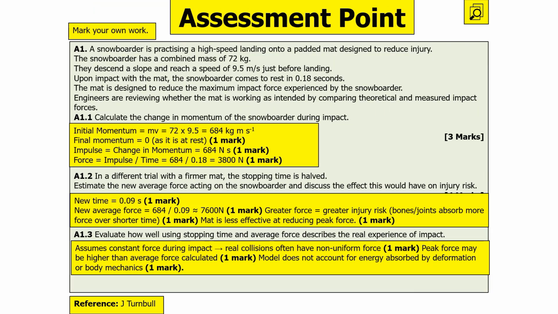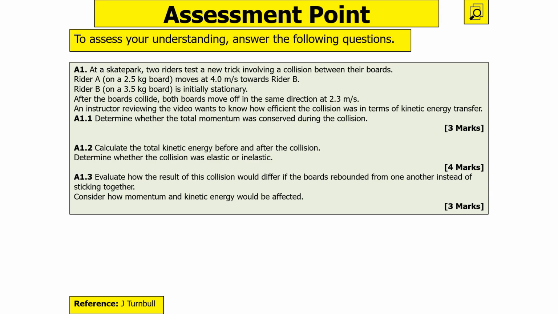Our next question says, at a skate park, two riders test a new trick involving a collision between their boards. Rider A on a 2.5 kilogram board moves at 4 meters per second towards Rider B. Rider B on a 3.5 kilogram board is initially stationary. After the boards collide, both boards move off in the same direction at 2.3 meters per second.